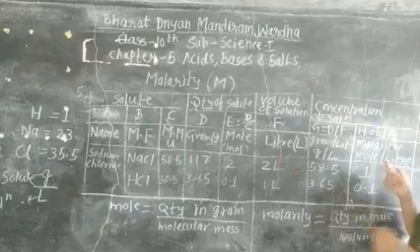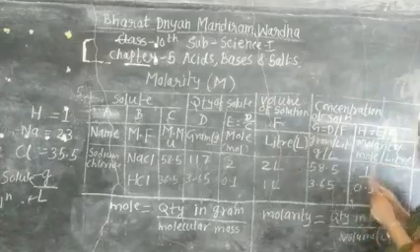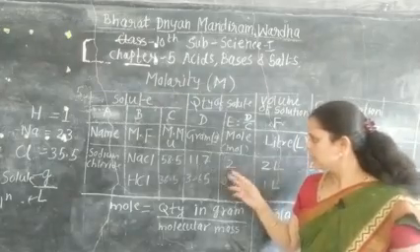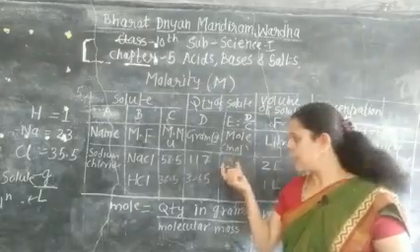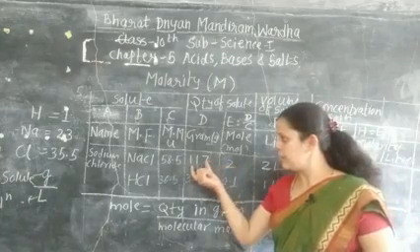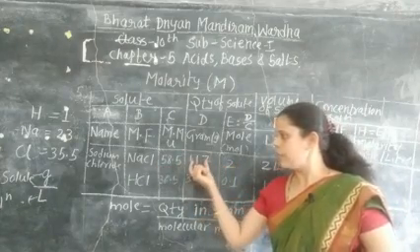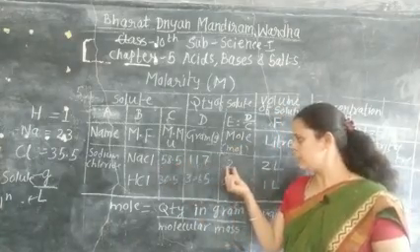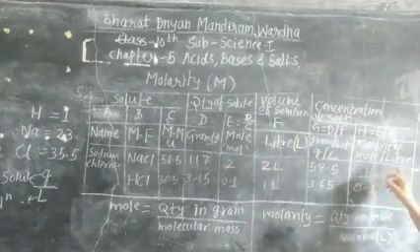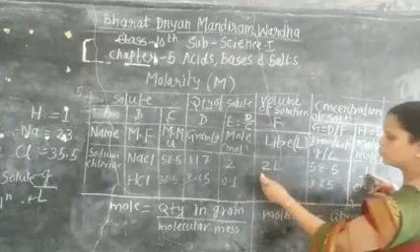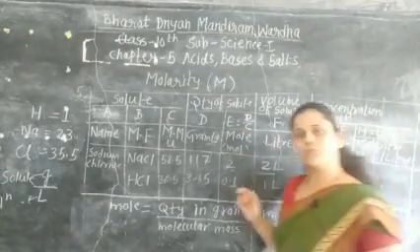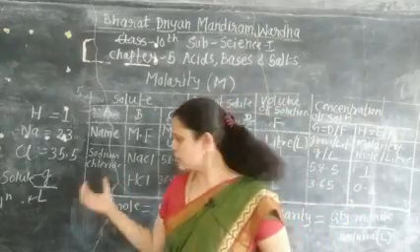The next column is molarity, that means mole divided by liter. You first calculate the moles by dividing the value in gram by the molecular mass, and here the value is 2, divided by the volume in liters, 2. So 2 upon 2 equals 1. In this way you can fill this table.